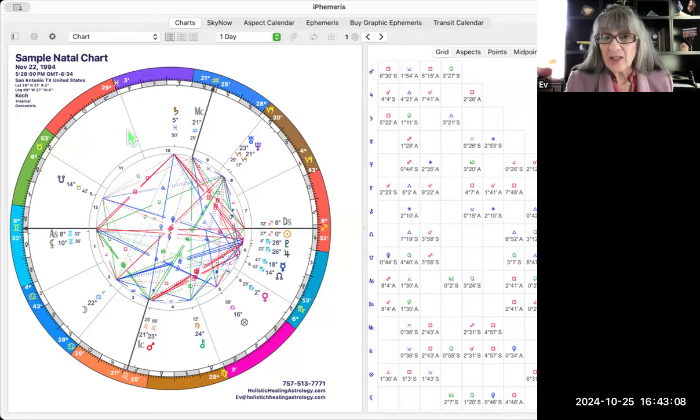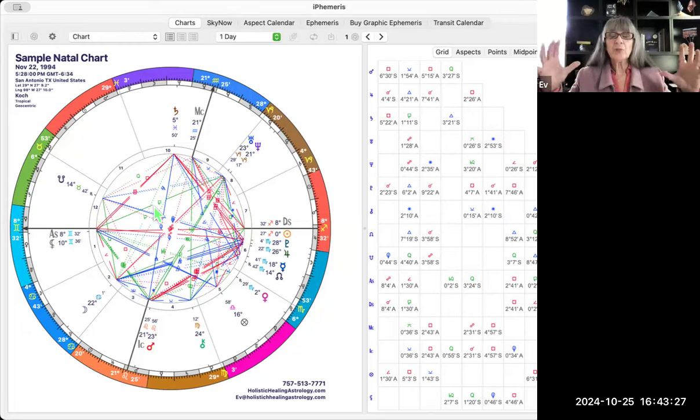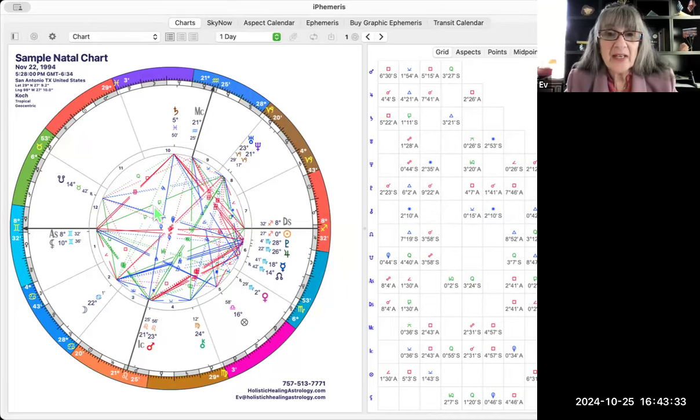So each sign has keywords. Each planet or abstract point has keywords. Each house has keywords, 1 through 12, and each aspect has keywords. You put all those keywords together and you come up with a possible meaning.